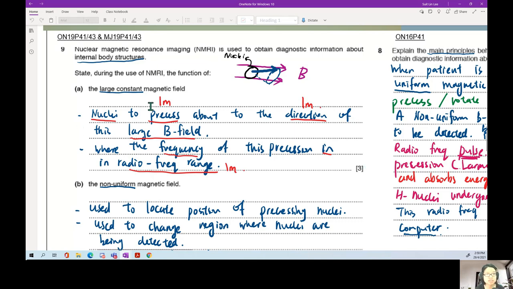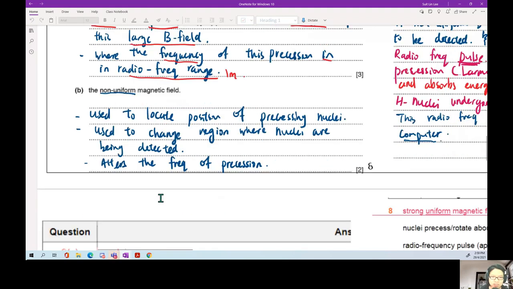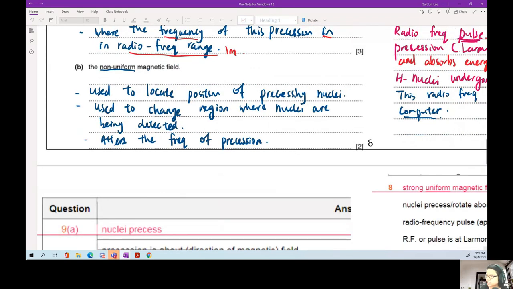Okay, so this is the hydrogen nuclei in the human body. Please queue up. We are going to scan the human. Queue up now. So the alignment is called precession and is due to the large constant magnetic field. The second magnetic field is a non-uniform field. So this is to locate the position of the precessing nuclei. Everybody queue up, but this cluster or this group of hydrogen, you all align yourself slightly differently because there is a secondary non-uniform magnetic field. Okay? And then this is used to change the region where the nuclei is detected, and it changes the frequency of precession slightly. So it creates a signature for us to detect.